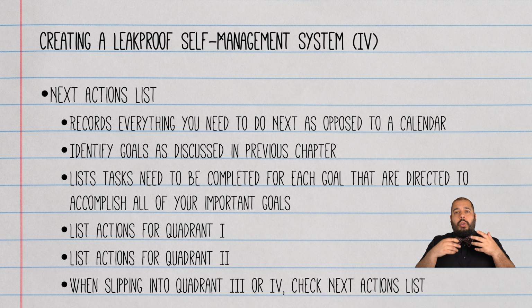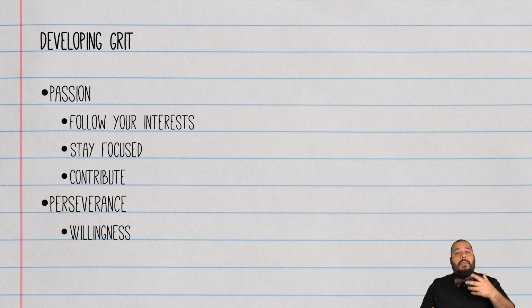When listing your goals and your next actions, begin with tasks in quadrant 1 as they are the most urgent and then followed by quadrant 2 tasks. With continued practice, you'll have less and less tasks in quadrant 1 and more in quadrant 2 as you will get better at planning and self-management. When you feel that you are slipping into quadrant 3 or quadrant 4, check your next actions list to remain productive. Now that you know how to plan your future actions, now it's about developing the grit or the willpower to stay on task and reach those goals by performing the actions you outlined in your next actions list.